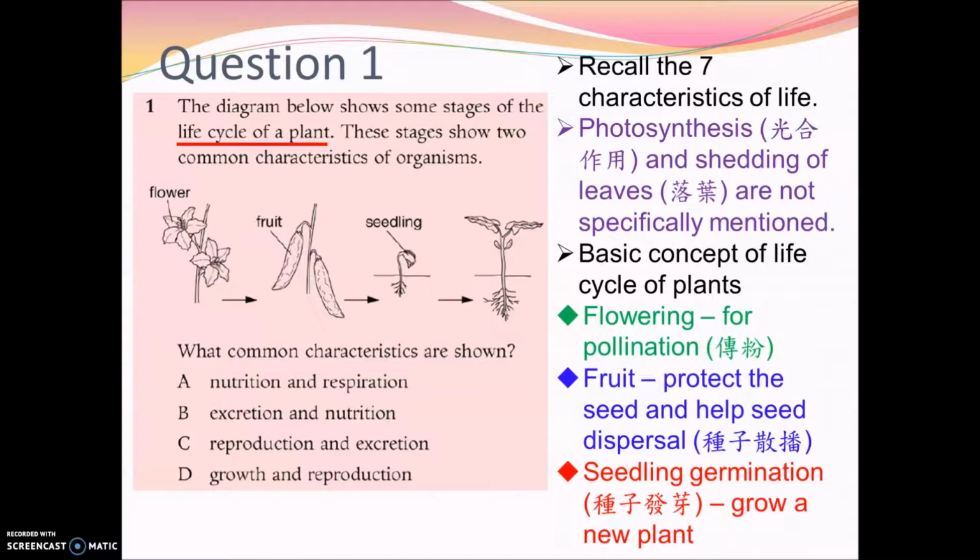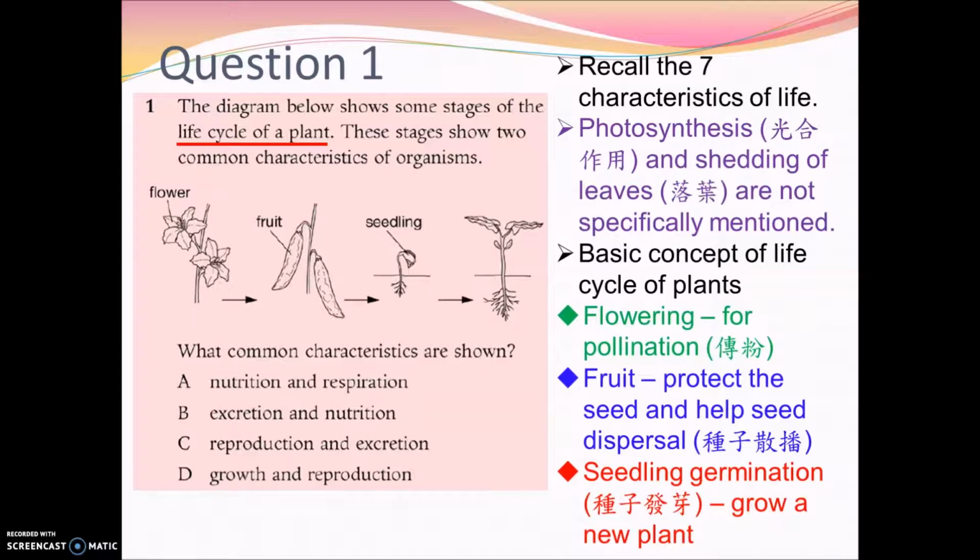So for question 1, it's talking about the basic life cycle of a plant, and you can see the flower, fruit, seedling, and then with a new plant. And what you need to recall are the 7 characteristics of life first. And in this diagram, I would like to mention that the photosynthesis and the shedding of leaves are not specifically mentioned. So that's why for the nutrition, we know that the plant is undergoing photosynthesis to make food.